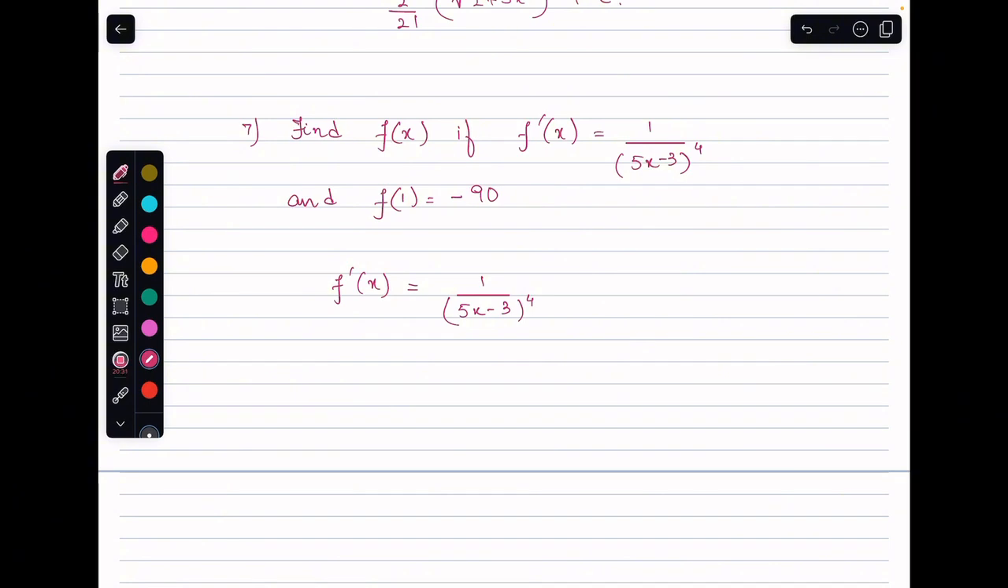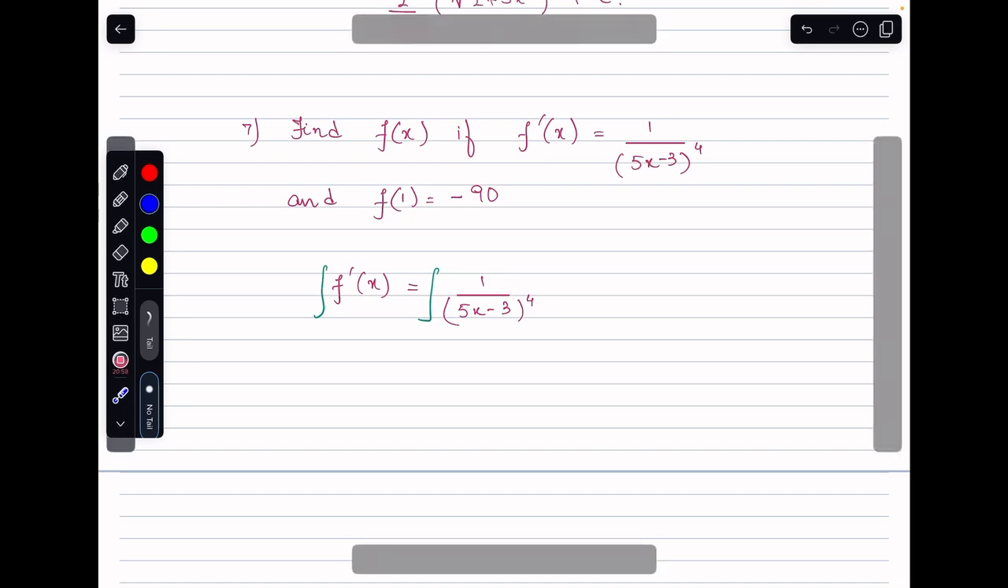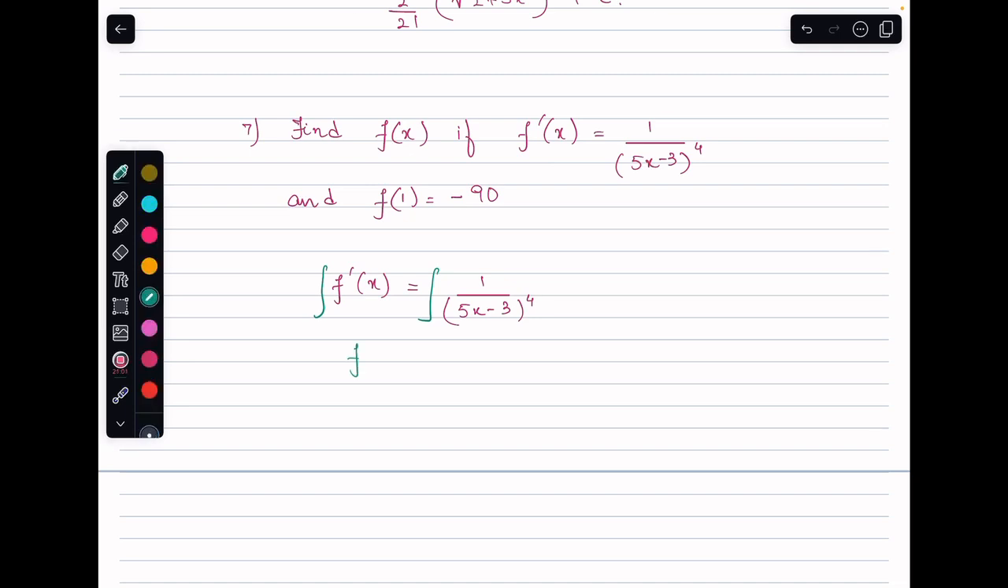F prime x actually gives us the first derivative or the differential function. So if they are asking for f of x, then that means they are asking us for an equation which is in terms of x. So that can be the equation of the curve. So that means I need to integrate this f prime x first. So integrating both the sides, the integral of f prime x is going to be f of x.